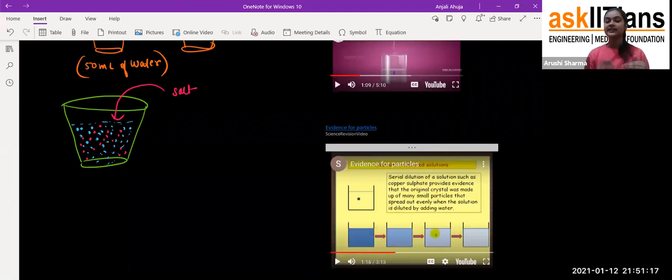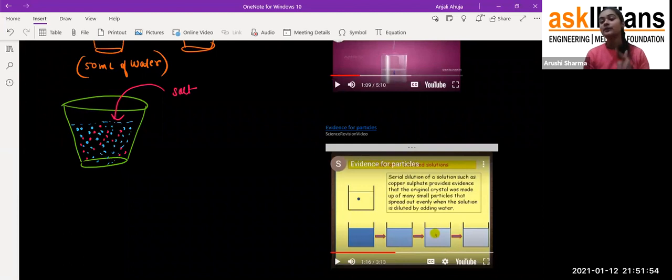Students, have you seen that when we dilute the solution, that means when we add water one by one, like initially 50 ml, then increasing the water content to 60 and 70, you will see a difference in color: one would be the darker one, then another would be lighter, and the third the lightest. The reason is that when the water particles increase, the copper sulfate particles have to be dissolved more and more, due to which the color of the solution decreases.